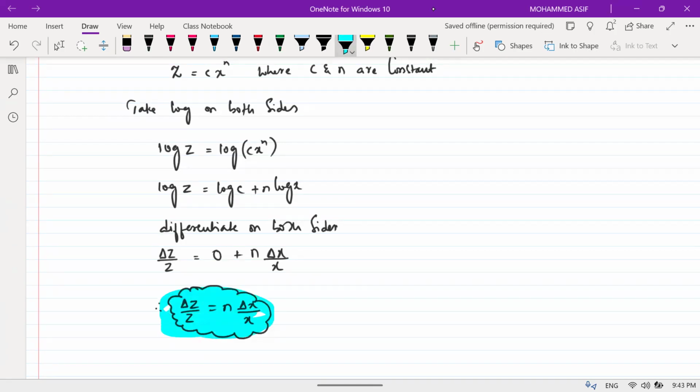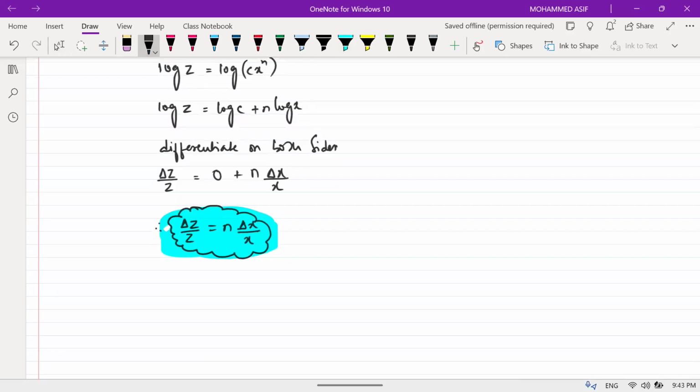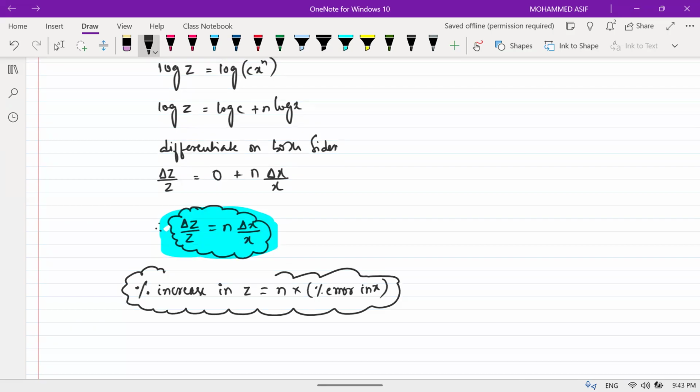Delta z by z is equal to whatever power is there, you multiply with that: n into delta x divided by x. Isn't it? That means percentage error in Z is equal to n into percentage error in X. Percentage error in Z will be equal to n into percentage error in X. This will be the answer for this one. Am I clear?